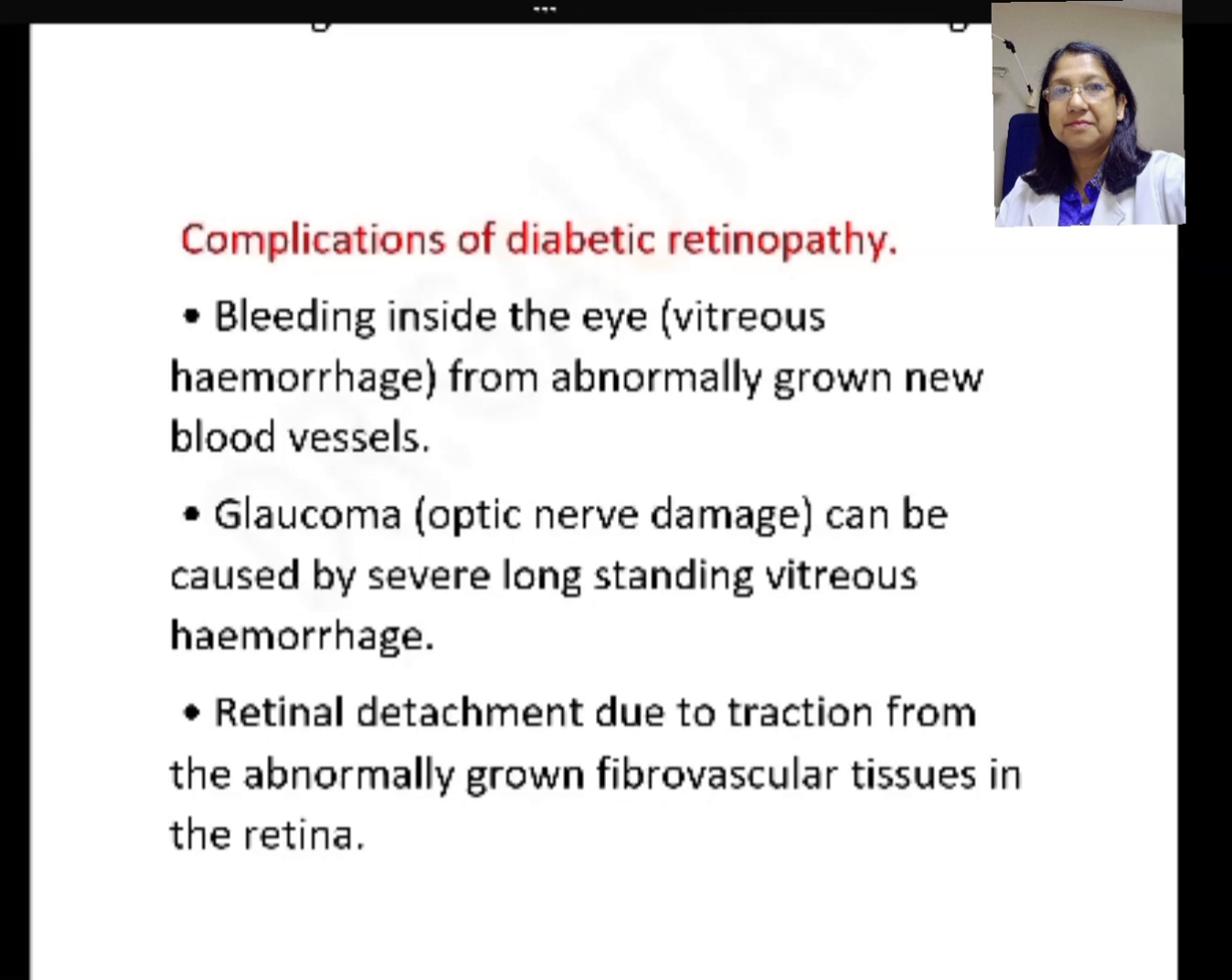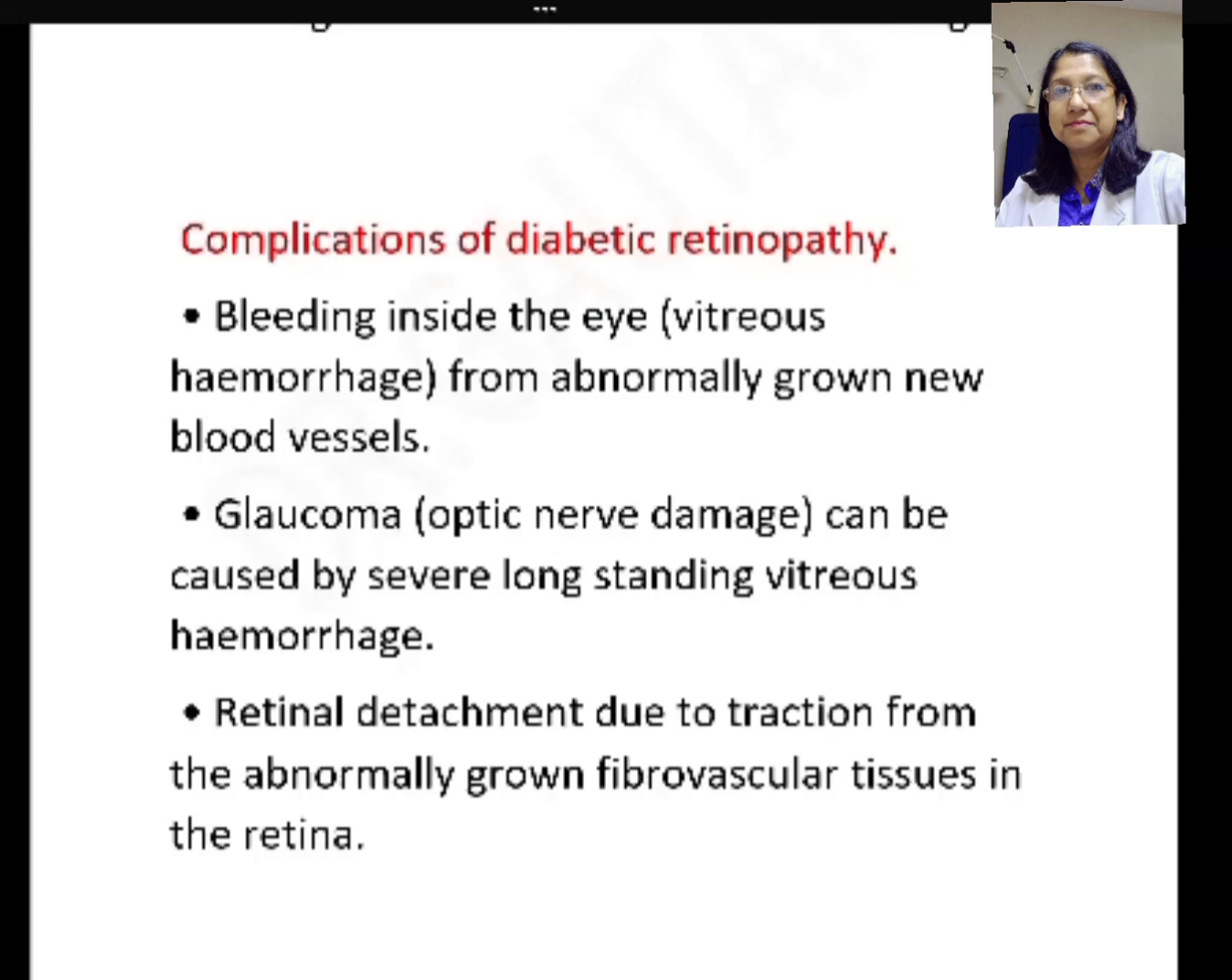So anoxic retina, what happens? It triggers a vascular endothelial growth factor. Due to the anoxia, some part of the retina is not getting proper blood supply, so it triggers vascular endothelial growth factor, VEGF. Now, because of this VEGF, some abnormal blood vessels grow in the retina.